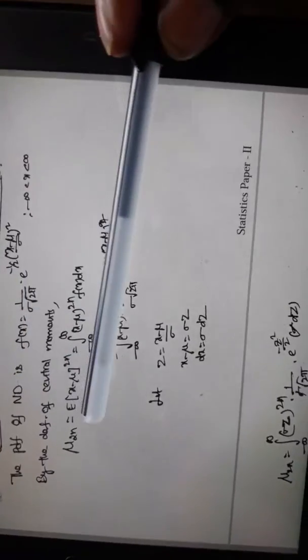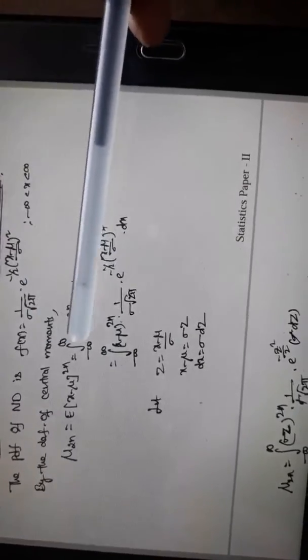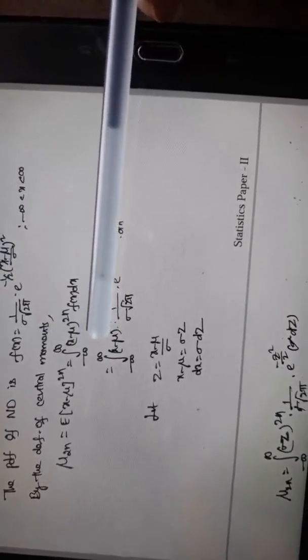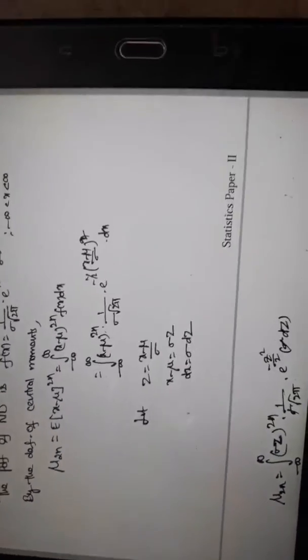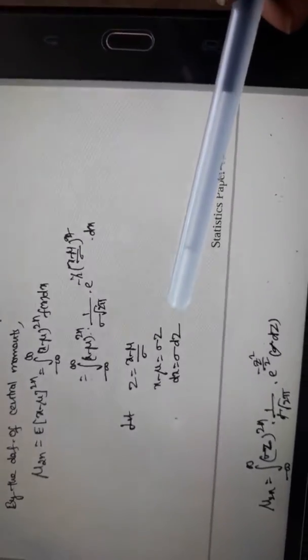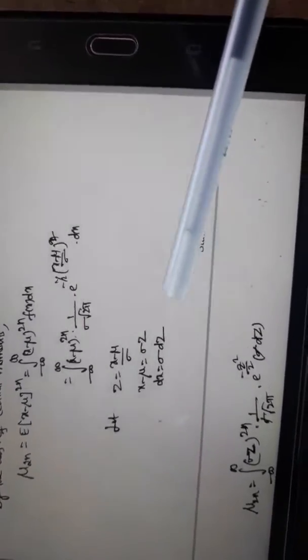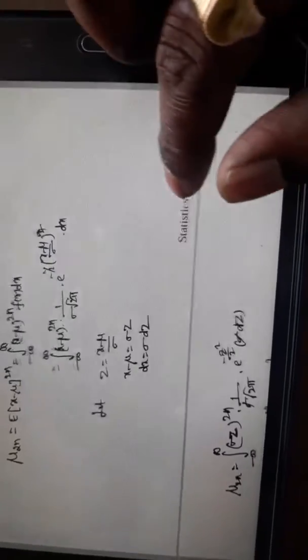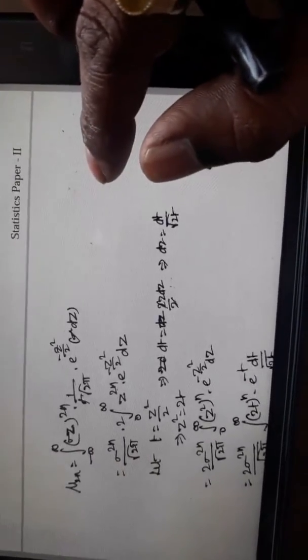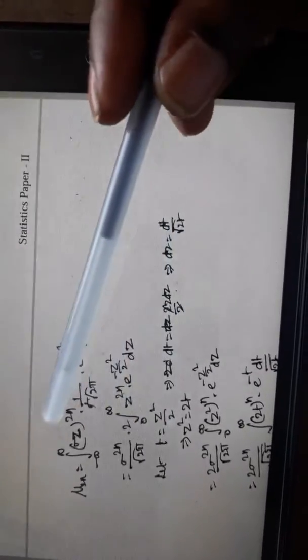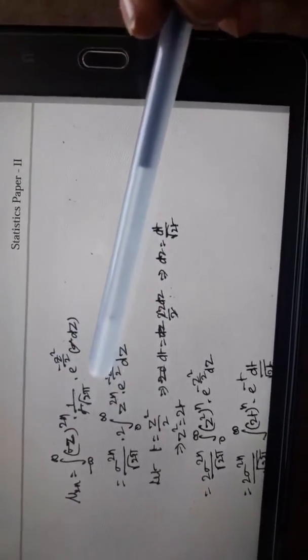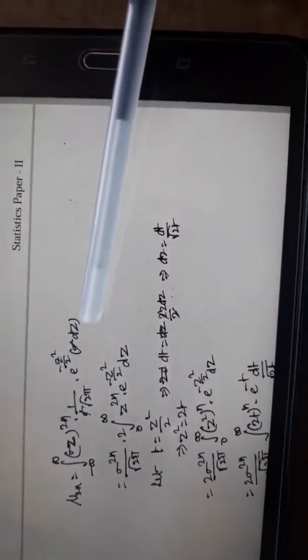You know very well this is the central moment. Mu 2n is the expectation of (x minus mu) power 2n, which is the integral from minus infinity to infinity of (x minus mu) power 2n into f(x) dx. What is f(x)? Substitute here. Here is x minus mu, and here is also x minus mu. That's why (x minus mu) by sigma is considered as z, so x minus mu is sigma z, and dx is sigma dz. Substitute all that here. Mu 2n equals the integral from minus infinity to infinity of (sigma z) power 2n into 1 by sigma root 2 pi e power minus z square by 2 dz.